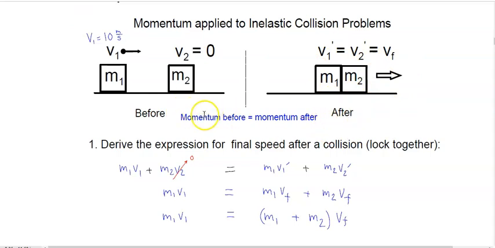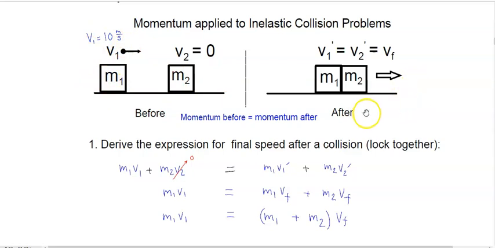In this particular case, we have mass 1 approaching mass 2. Mass 1 has a speed v1, 10 meters per second. Mass 1 approaches mass 2. Mass 2 is at rest. So before they collide, mass 2 is like a car waiting at the red light and is at rest, and it gets hit from behind as mass 1 crashes into it.